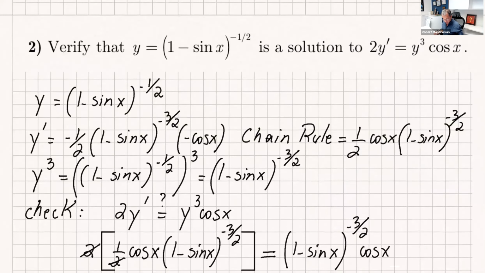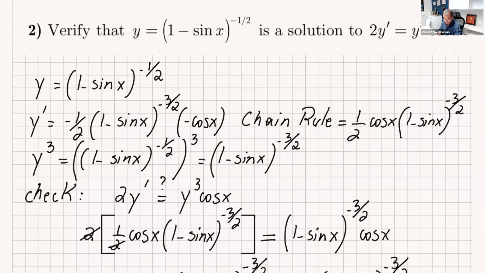The next problem I decided to do says: verify that y equals (1 minus sine x) to the power of negative 1/2 is the solution to this differential equation. A differential equation is just an equation. So what we want to do is find y prime, and then you have y, and substitute, and you have to get both sides to equal each other. So this is our y. You want to find y prime, so we're going to use the chain rule. Again, please review your derivatives for the chain rule.